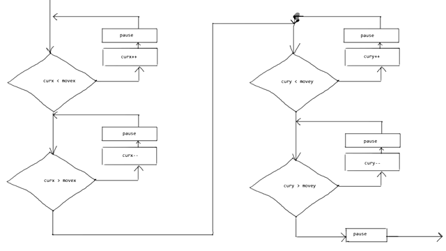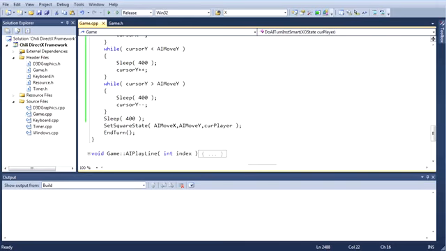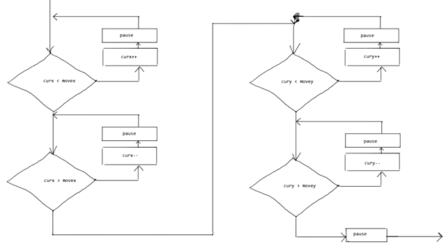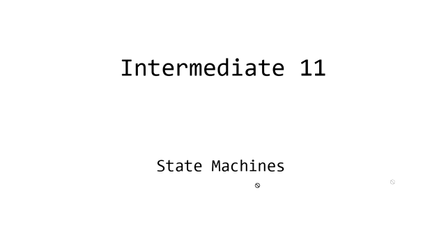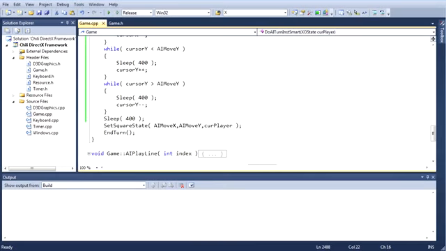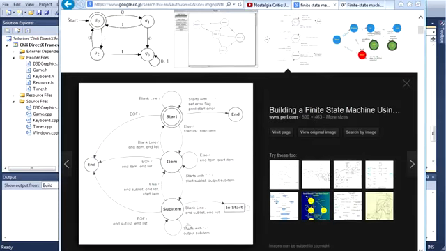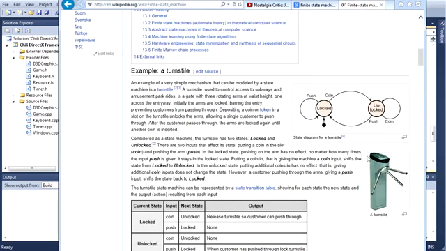So we need a new way of handling situations like this. What do you think it's gonna be? Take a guess. Yeah, state machines. So, what's a freaking state machine? And how is it different from a flowchart? These are good questions. Let's find answers for them.